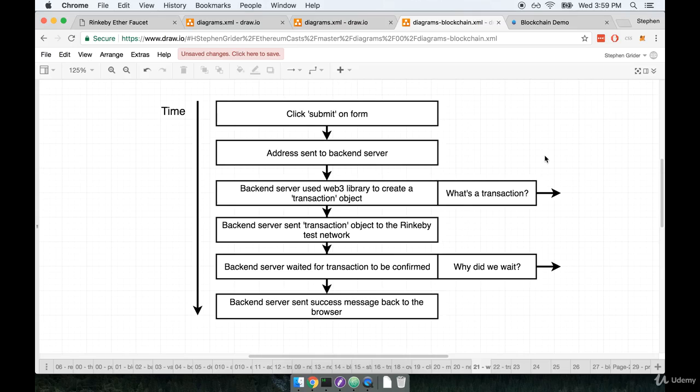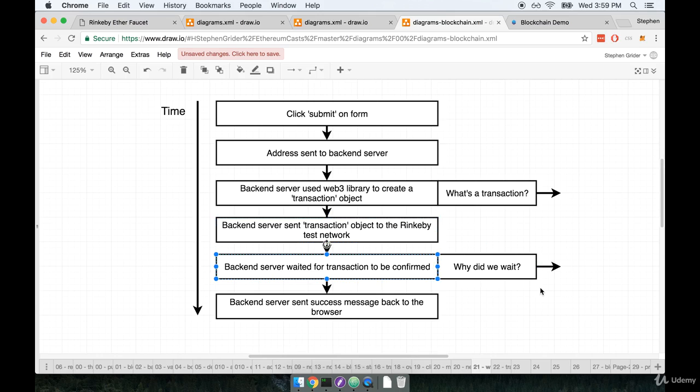We've now defined a transaction as being an object that describes the transfer of funds from one account to another. Back at our flow diagram here, we're right on this step, where we had said that we used the Web3 library to create a transaction object. After that object is created, the same Web3 library is then used to send that transaction object to the test network. So the transaction goes out to the network, and then we wait for the transaction to be confirmed.